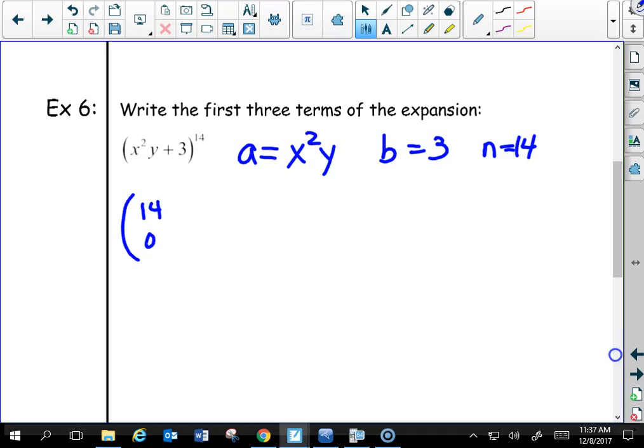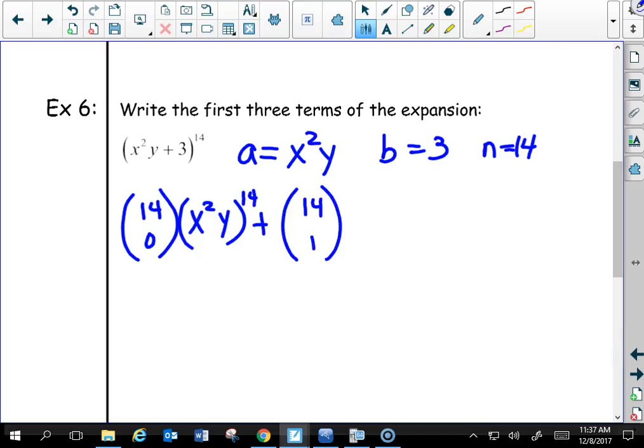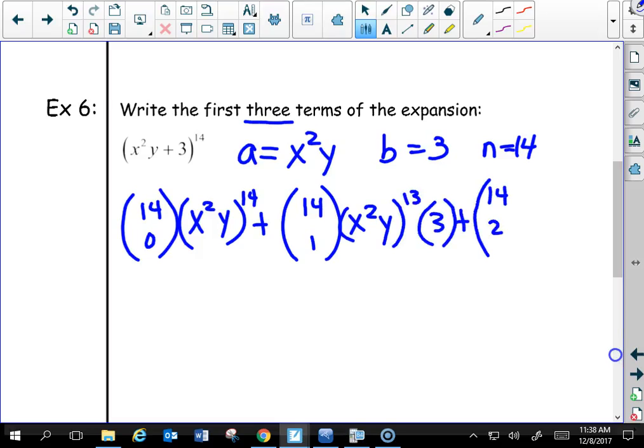So 14 and 0, x squared y to the 14th power, 14 and 1, so we get x squared y to the 13th power, and now b shows up to the first power, so the first three terms, almost there, 14 and 2, x squared y to the 12th power, and 3 gets squared.